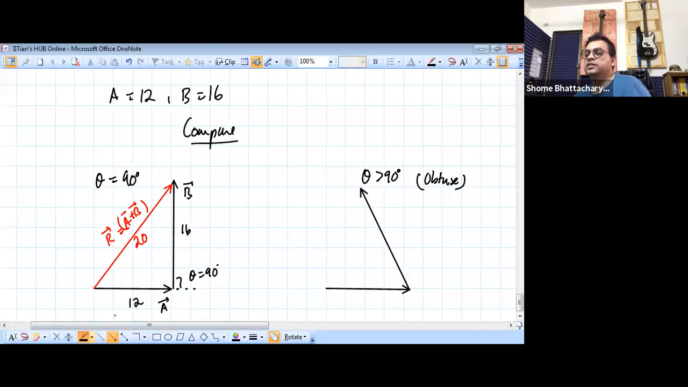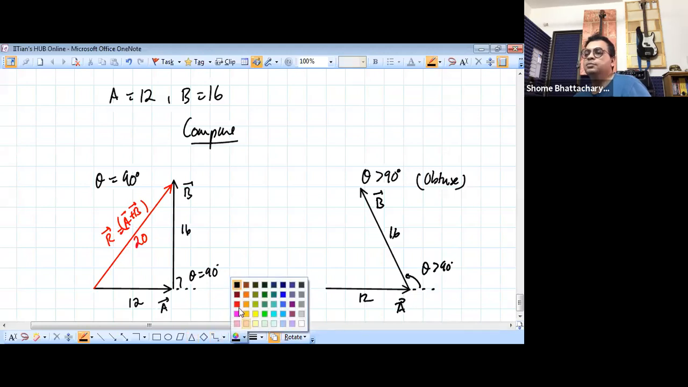So you can see that theta is now greater than 90, but this is still 16 in magnitude. This is still 12 in magnitude. So you'll see that if you compare this triangle with this one, ये side थोड़ा compress हो गया है. Can you see that in the diagrams? This side, you can just geometrically estimate that this side has got compressed a little. This has become now less than 20.